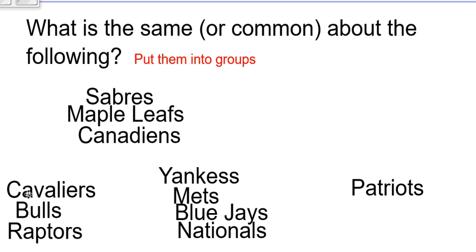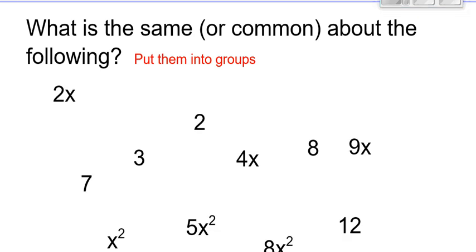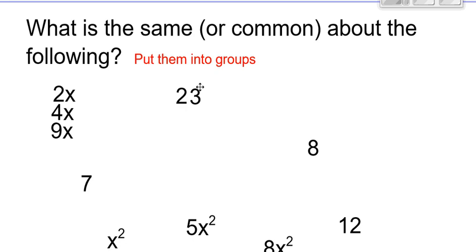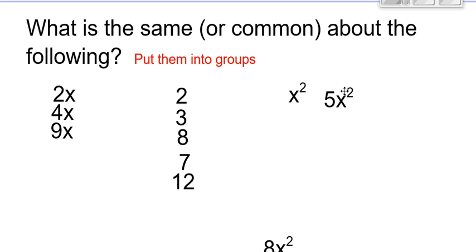Now let's bring this back to math and say, now all of a sudden we have all these numbers and variables and I want to group. The most obvious one is to group everything with x's. So a single x, 9x. I'm going to group my numbers, so 2, 3, 8, 7, and 12. And then I'm going to group my x squareds. So that's one way I can do it. I have my x's, my constant numbers, and then my x squareds.